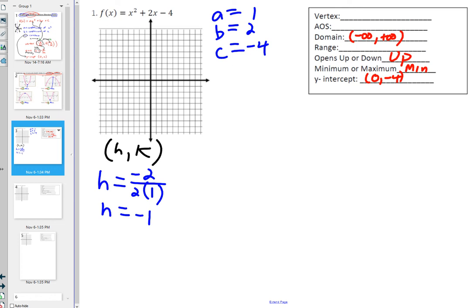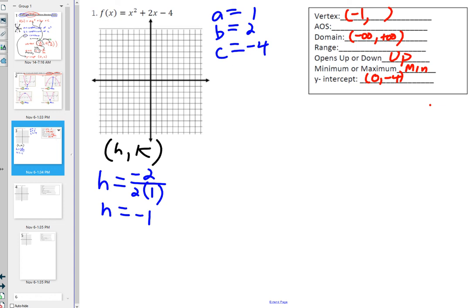I'm not sure if this is the approach I should take, but let me try. Maybe this will help you pay attention. I am not done with the vertex. I do not know the entire vertex, but if I were to keep a running list of what I now know, I now know that the x of the vertex is negative 1, but I still need the y.